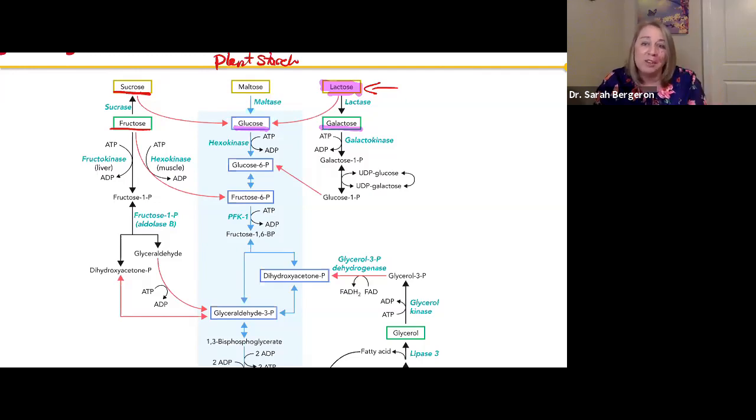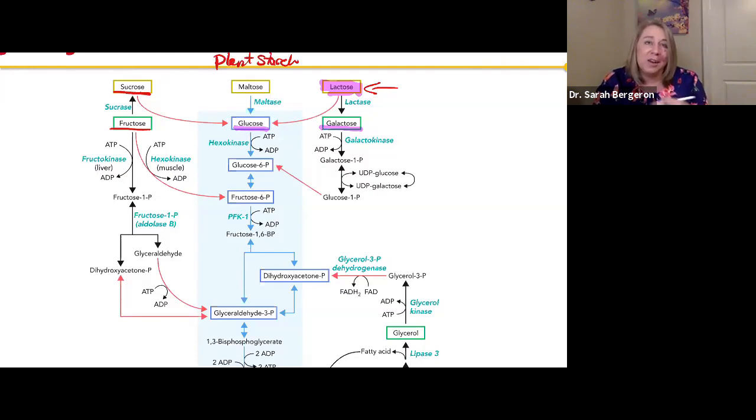Or if you have a mutation, no matter how old you are, and you cannot make lactase, this will happen to you. If you have no lactase, then the bacteria in your gut are going to use that lactose, and they're going to ferment it, and they're going to make lactate. They're going to produce H2, they're going to produce methane, right? They're going to make gas. So you're going to feel really, really gassy.